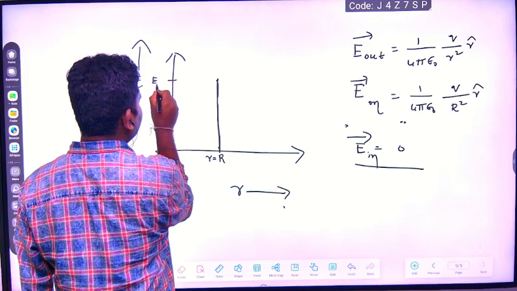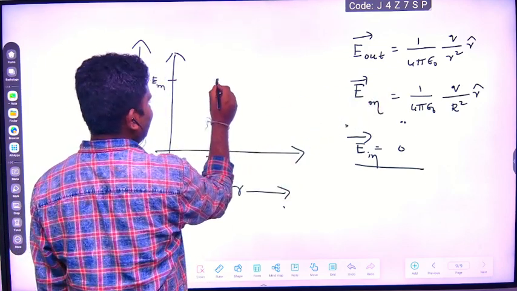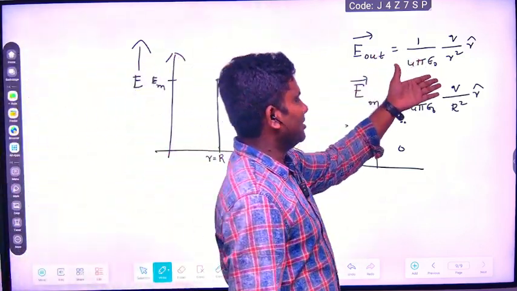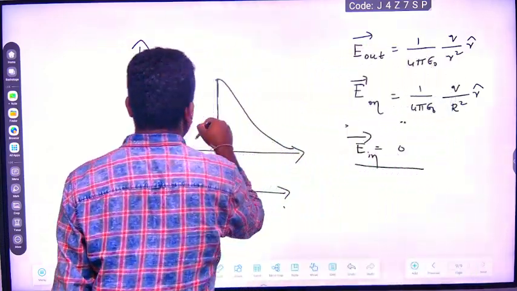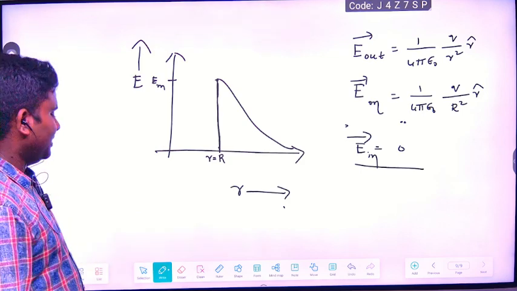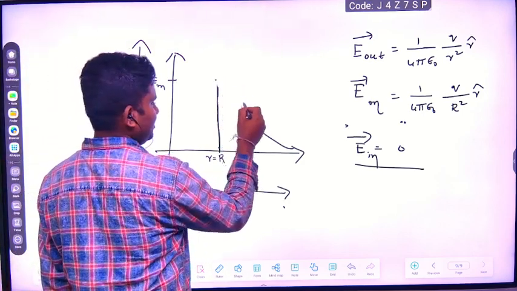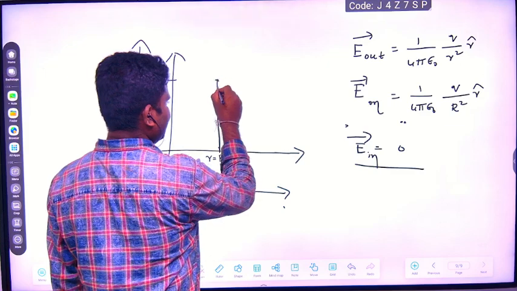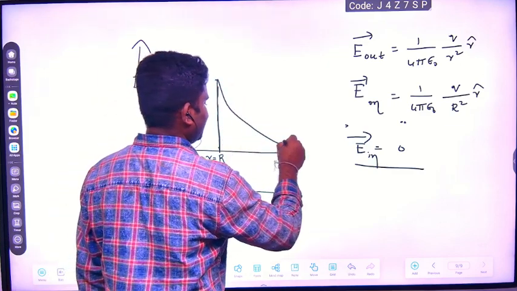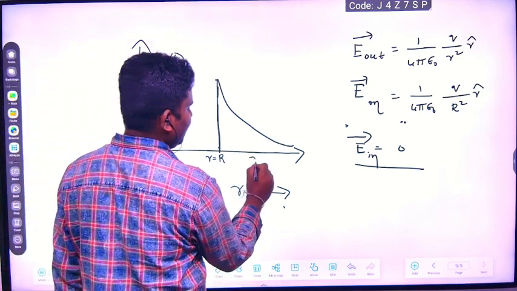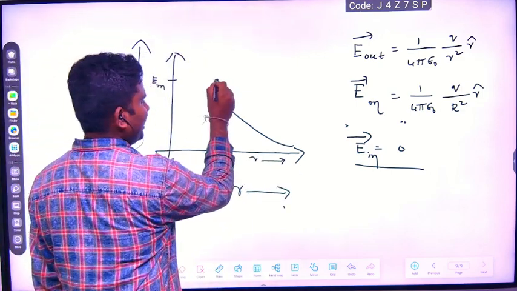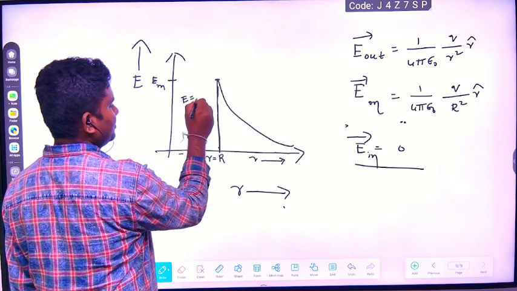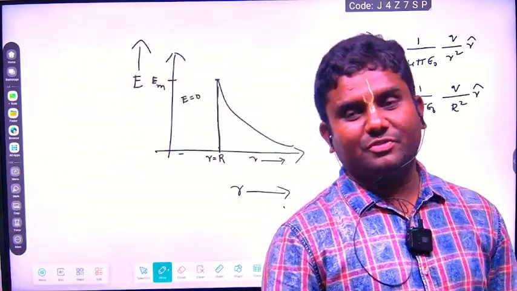The maximum electric field will come on the surface. Now totally outside it goes on decreasing like this, because it is 1 by R square. It goes on decreasing. Inside the electric field is 0. So this is the graph, understood? It decreases exponentially. So this is when R increases greater than R. When R equals R, it is the maximum electric field. Inside the spherical surface, the electric field is 0. So this is the Gauss law used for the spherical surface.